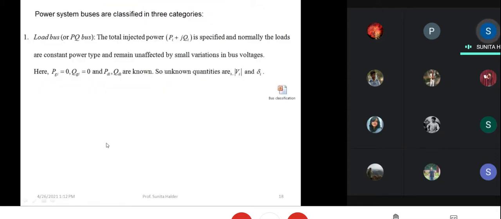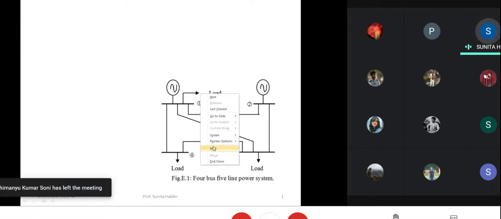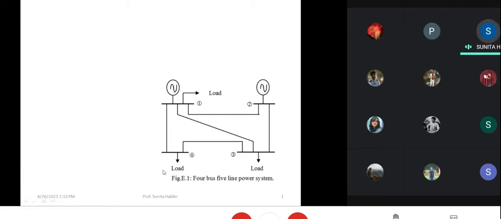For example, the load bus. For any load bus, load is known. So load is known means injected bus power is known. This particular bus is not a load bus because generation is there. But bus 4 is the load bus because there is only load. So load will obviously be known at every time. So this is a load bus. Here PD and QD are known, and PG and QG are 0. So obviously net power injection PI and QI are known.